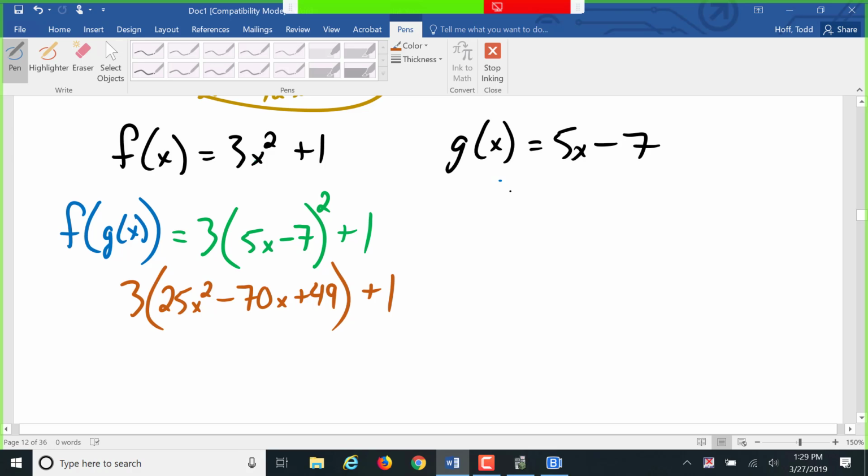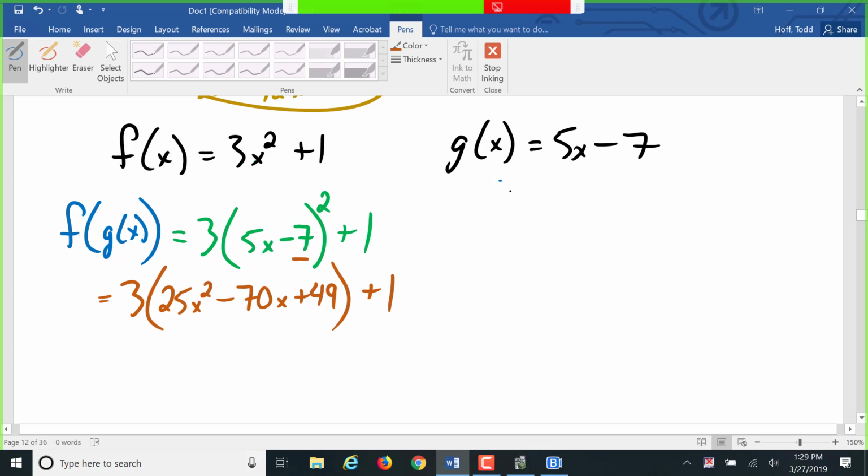If you remember our perfect square trinomials, this isn't so bad to do. Remember, it's just the first term squared, so 5x squared gave me the 25x squared. Then you multiply the terms together. 5x times negative 7 is negative 35x. You double that, it's negative 70x. And then the last term squared, negative 7 squared, is the positive 49.